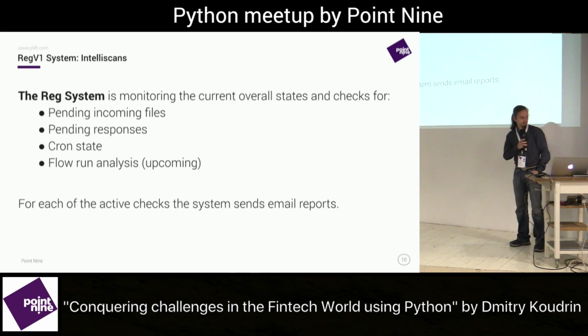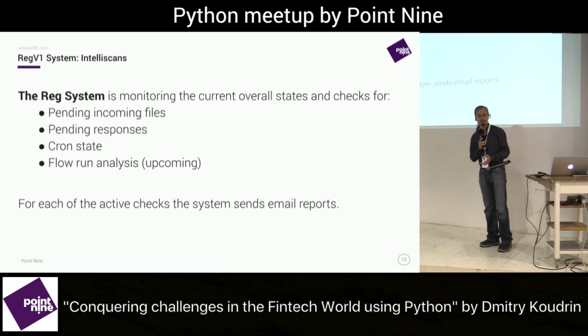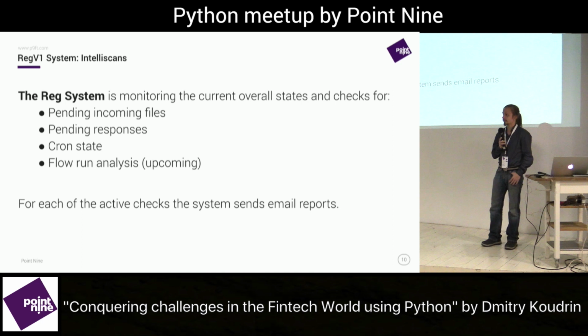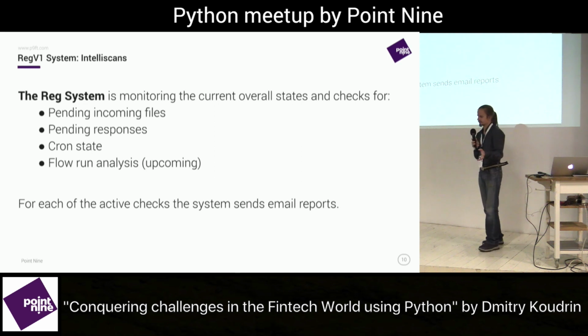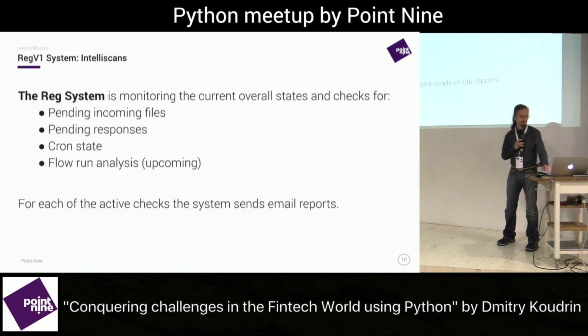Okay, we also have a few external systems which monitor our systems and tell us if we have anything pending, either the flow has not started where it should have started, or we have some pending incoming files or pending responses. In these cases we just know what to inform our clients about, and we also receive internal reports.